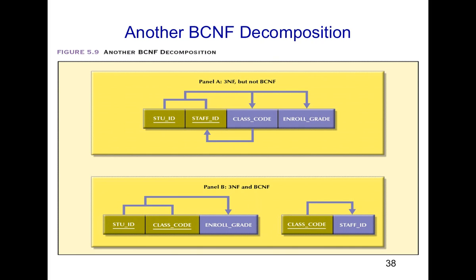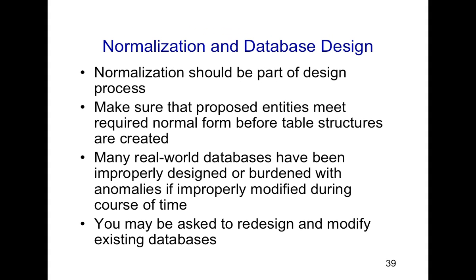It's spread out enough so you can find everything, and it gets rid of the data redundancies and the data inconsistencies and abnormalities. But it's still searchable. It's not broken out that much to the point where it's hard to put it back together. So normalization and database design should be part of the design process. Make sure that the proposed entities meet the required normal form before the table structures are created.